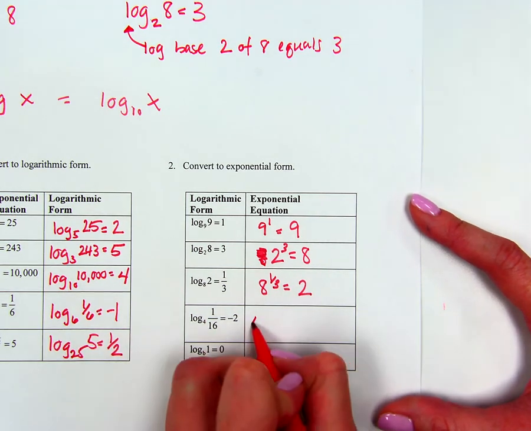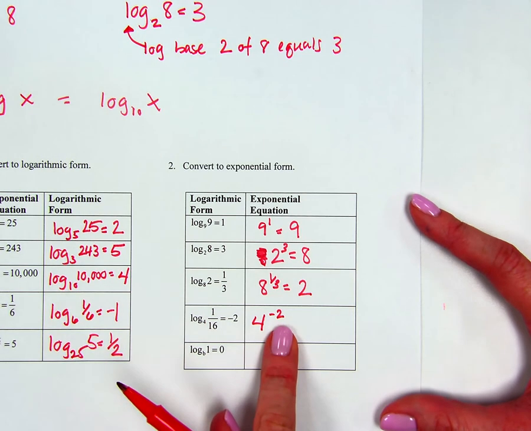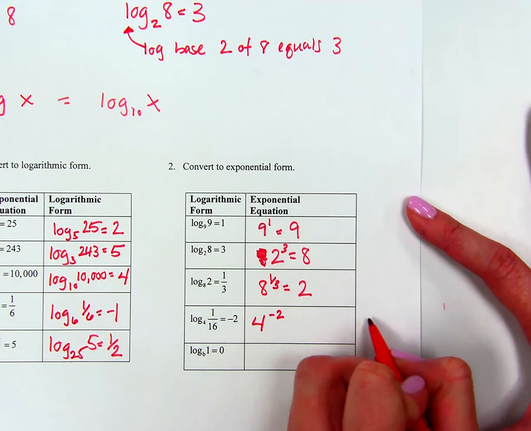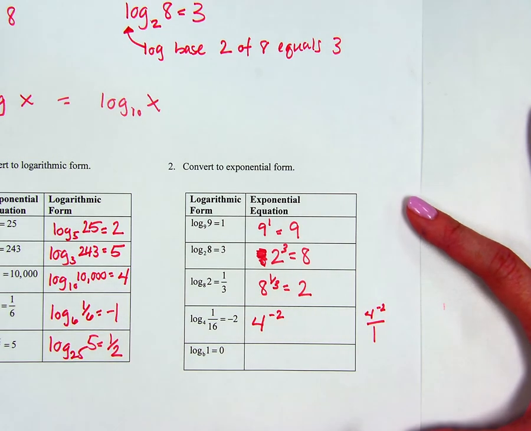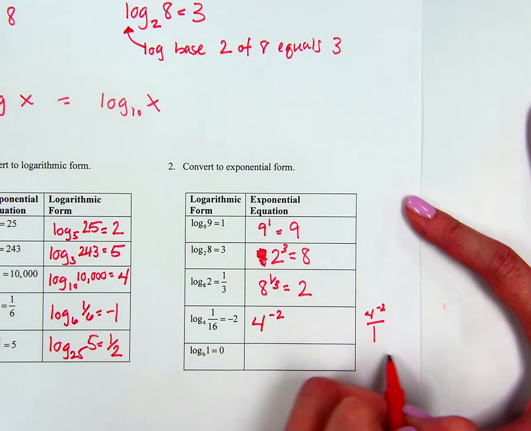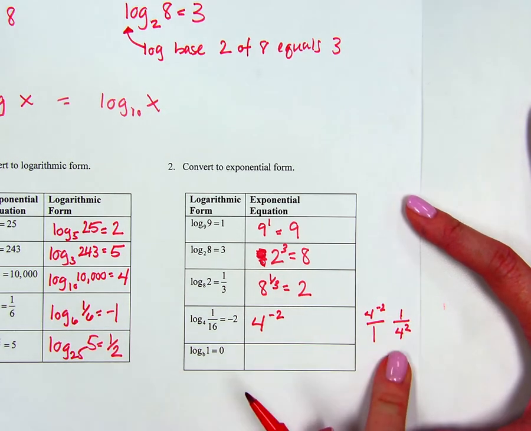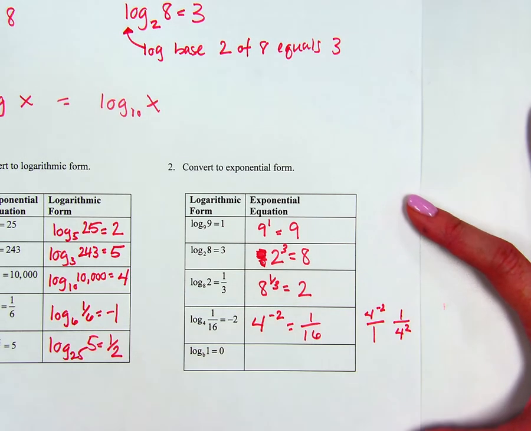Next one is 4 to the -2. So remember, anytime we have a negative exponent, think about what we need to do for that. We need to change that. It's like saying 4 to the negative 2 over 1, so we need to reverse that fraction so that the exponent becomes positive. So it's now 1 over 4 squared, which becomes 1 over 16.